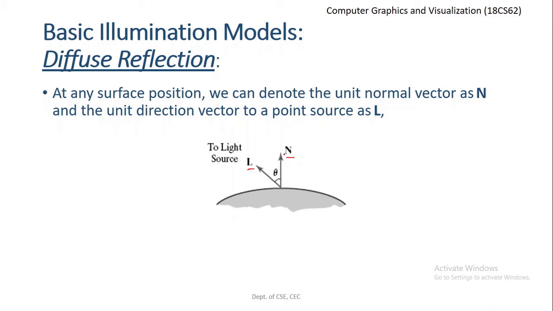So this is the direction in which we have a point light source. Now the angle between the unit vector n, that is the surface normal vector, and the unit vector in the direction of the light source given by the vector L is given by theta. So theta is the angle between the surface normal vector n and the unit direction vector to a point source L.